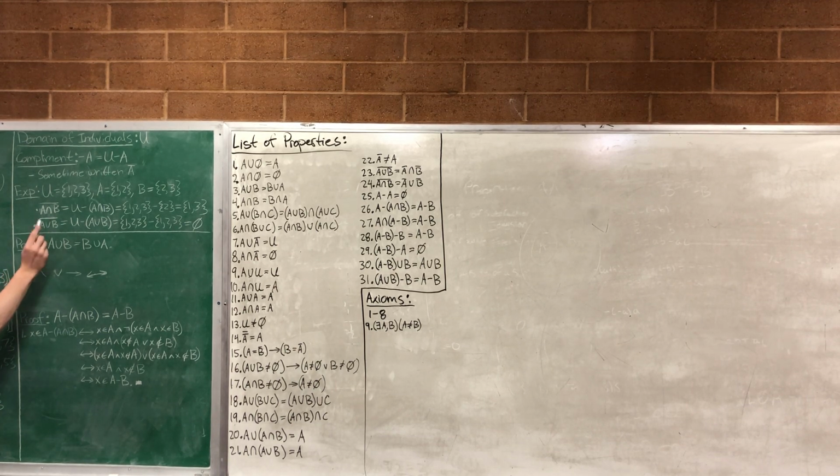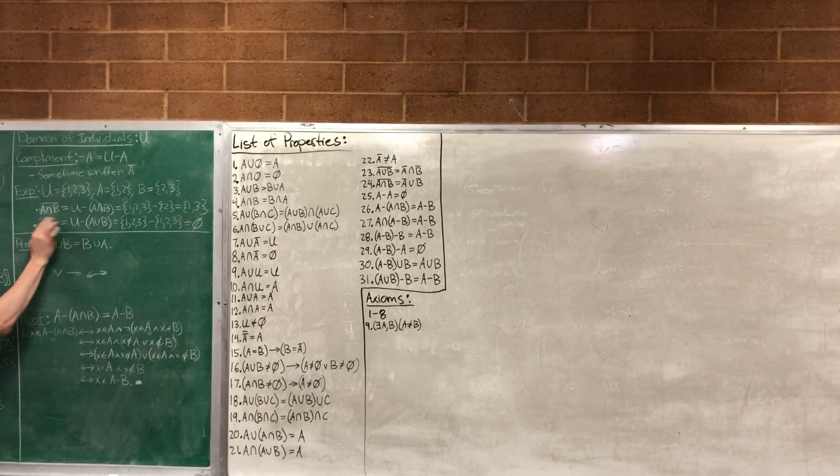See another example. The complement of A union B, that's U minus A union B. What's A union B? 1, 2, 3. So we have 1, 2, 3 minus 1, 2, 3, which is the empty set. So 1, 2, 3 is the universe. Its complement is the empty set.